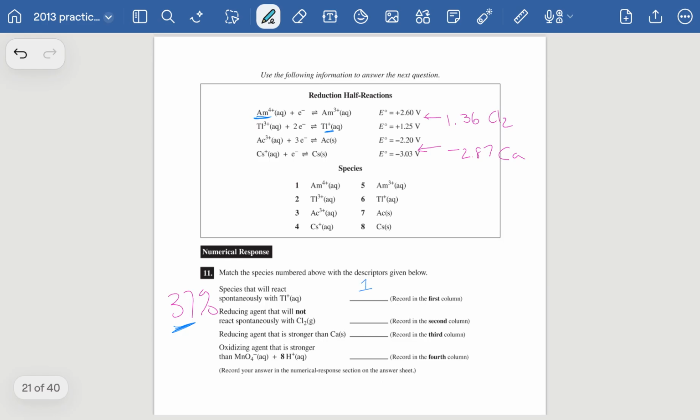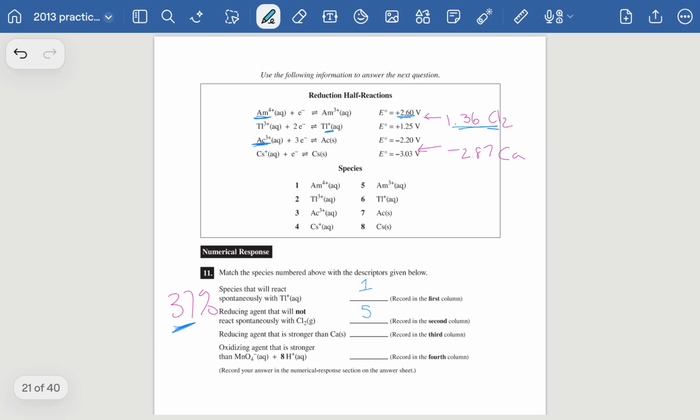Reducing agent that will not react spontaneously with chlorine gas. So I just added chlorine. If that was on this chart, it would be right under the 2.6 and above the 1.25. So if that was there, what will not react spontaneously with that is going to be number 5. Because, which one are we looking for? You need an OA below it. So I have number 5, and that makes sense because that is an OA below the RA.